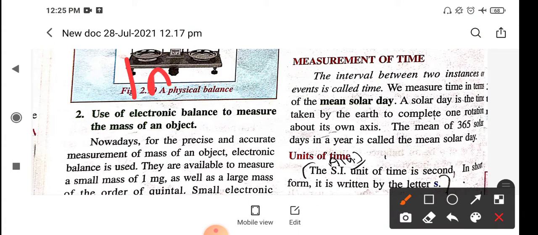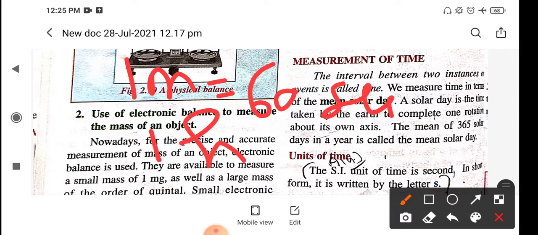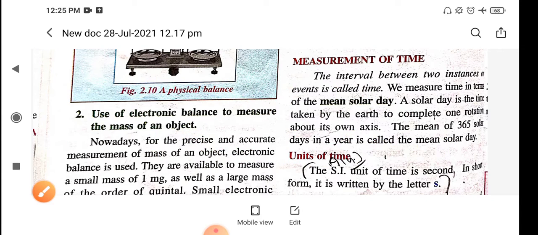1 minute equal to 60 seconds and 1 hour equal to 60 minutes. Now another big unit of time is day. 24 hours make one day. How many hours in one day?